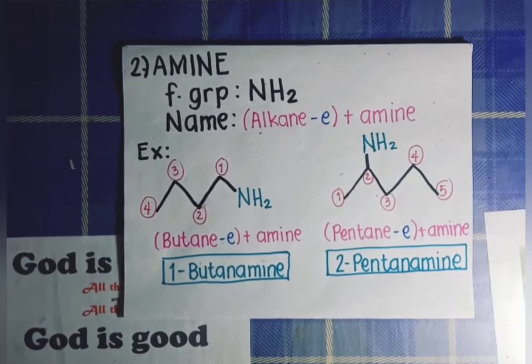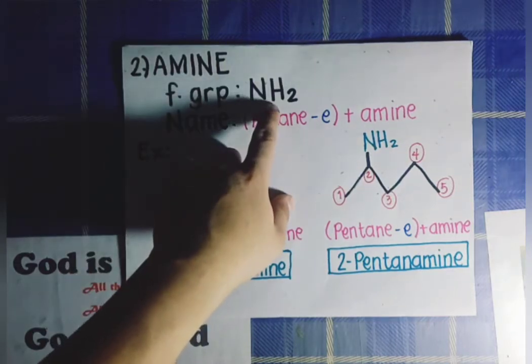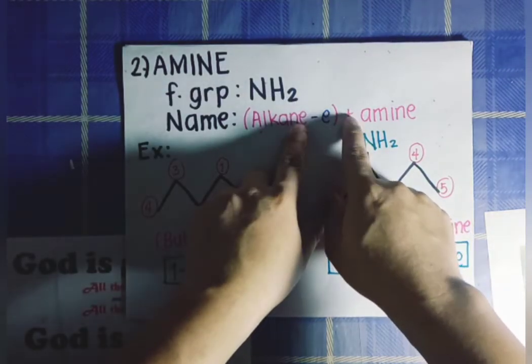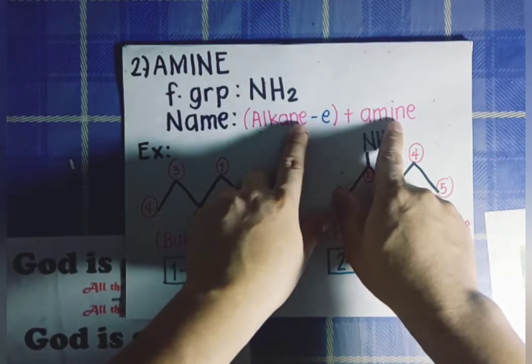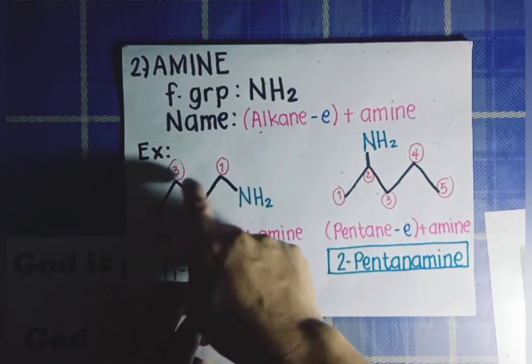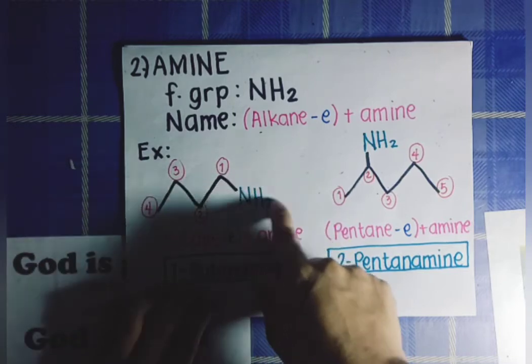For the second one, let's have here the amine. Amine is one of the chemicals responsible for the stinky smell of rotten meat or dead animals. Primarily, amines are basic or alkaline, unlike the alcohols which are acidic. The functional group for amine is NH2, and its name follows the format alkane minus E plus the suffix amine. Let's give here an example. For example, in this compound, we have here 1, 2, 3, 4, 4 carbon. This one is not carbon atom because it's NH2, it's an amine group.